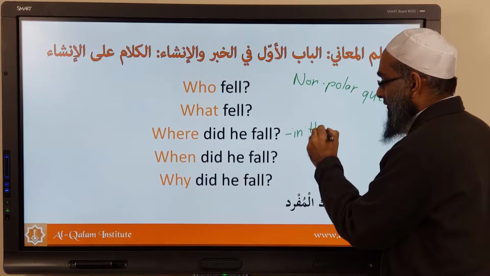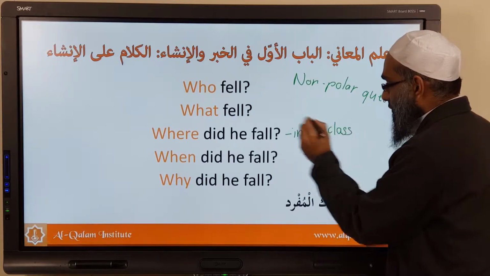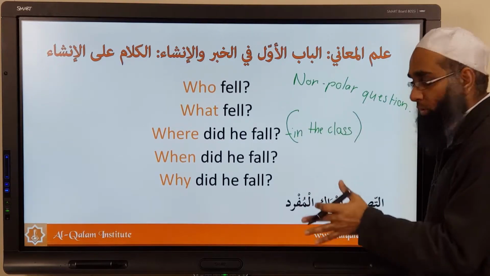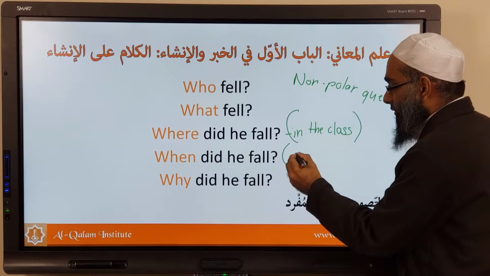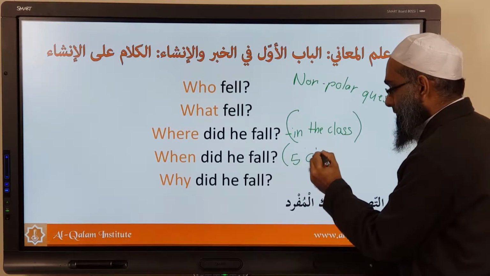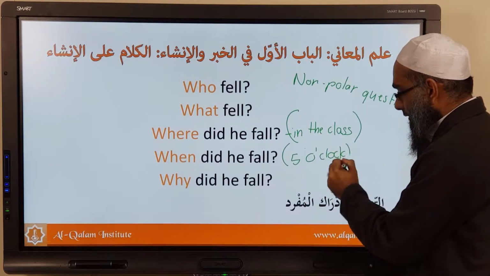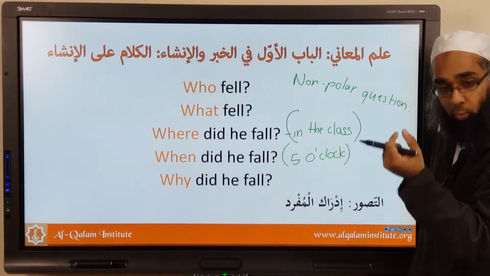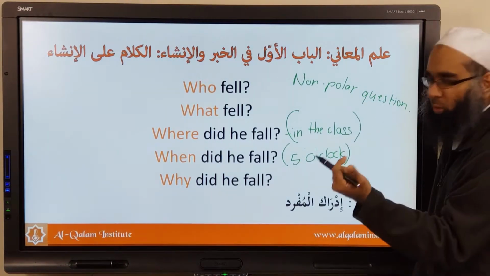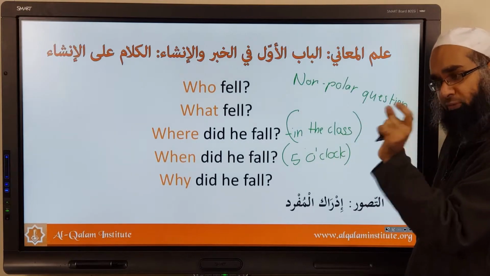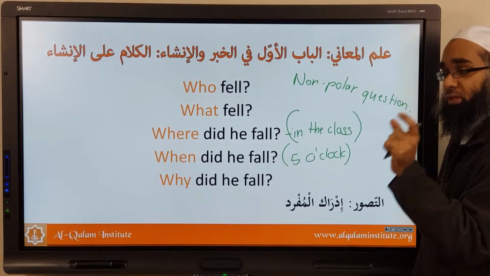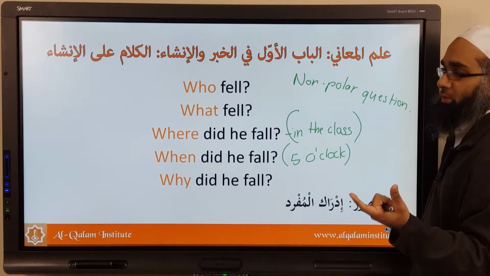In the class, for example. Just want to know this, that's it. In the class, we don't want to know yes, no. We just want to know where. When? 4 o'clock or 5 o'clock. So we just want to find out one word, one piece of information. It's not one word, because it's obviously more than one word. It means one piece of information. So it's called tasawwur. Non-polar question.